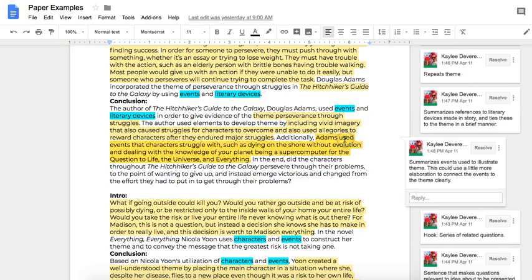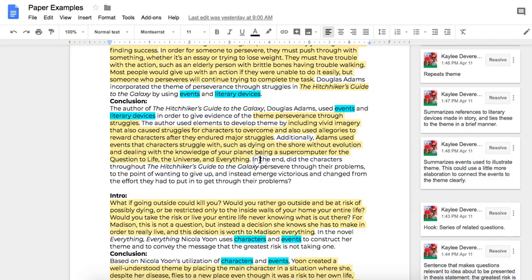Additionally, Adams used events that the characters struggle with, such as dying on the shore without evolution and dealing with the knowledge of your planet being a supercomputer for the question of life, the universe, and everything. So again, he's now told us events and then re-hit on those events that he used to develop his theme in his paper. In the end, did the characters throughout The Hitchhiker's Guide to the Galaxy persevere through their problems to the point of wanting to give up and instead emerge victorious and change from the effort they had put in to get through their problems?